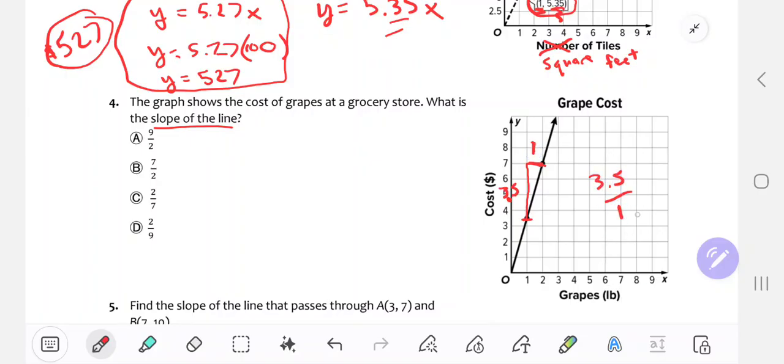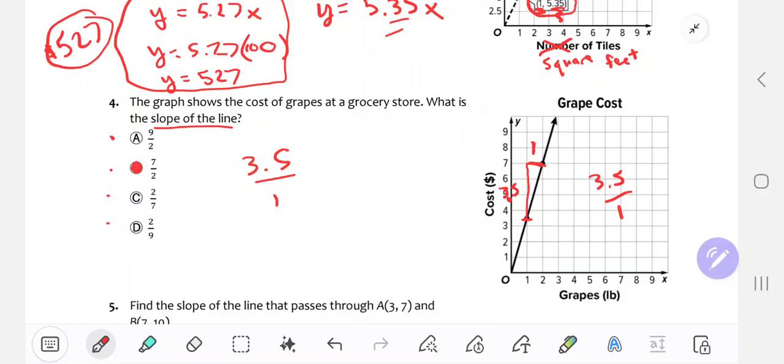Now, some of you are like, wait, which one is it going to be? What's equivalent to 3.5 to 1? Okay, which of these is it? All right, well, if you just divide these, which one equals 3.5? This one would. So that's the answer.